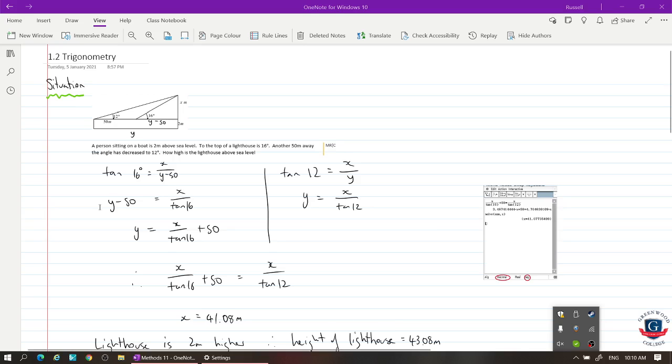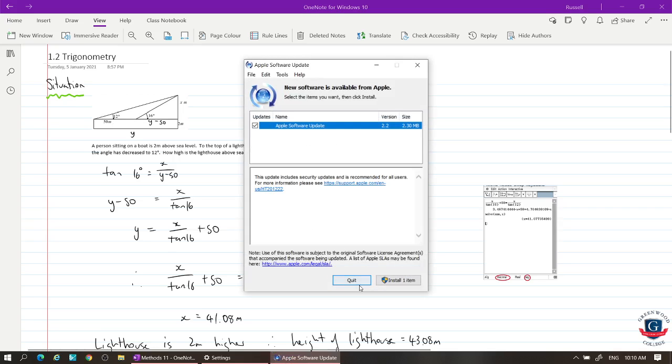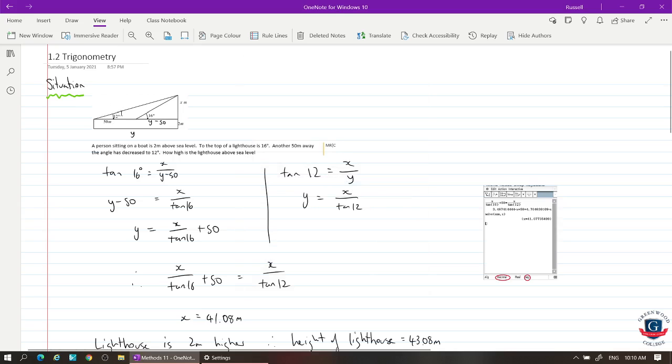So effectively we are here. Another 50 meters away, the angle is decreased to 12 degrees. So the boat travels 50 meters away from the lighthouse, and now the angle is 12 degrees to the top of the lighthouse. This is the lighthouse here. Now we want to know how high the lighthouse is above sea level.